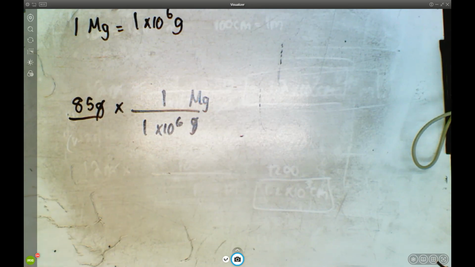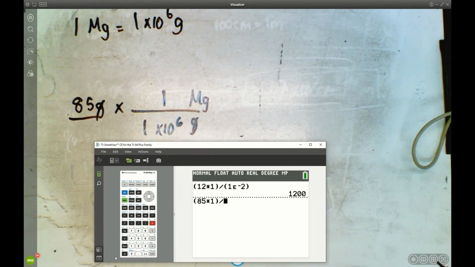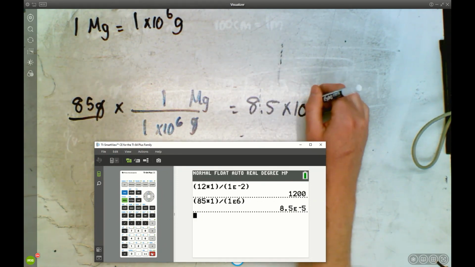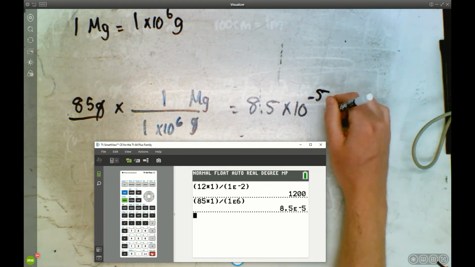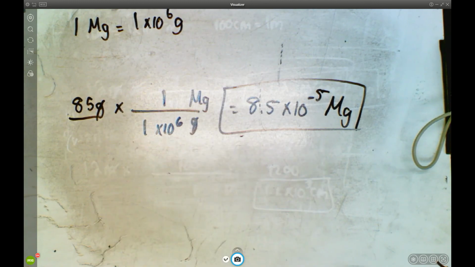So in my calculator, I would put 85 times 1 divided by, in brackets, always put the top in brackets and the bottom in brackets, 1 times 10 to the 6. And I get, to 2 sig digs, 8.5 times 10 to the negative 5, and my units left over are megagrams. Okay, let's do the next one.